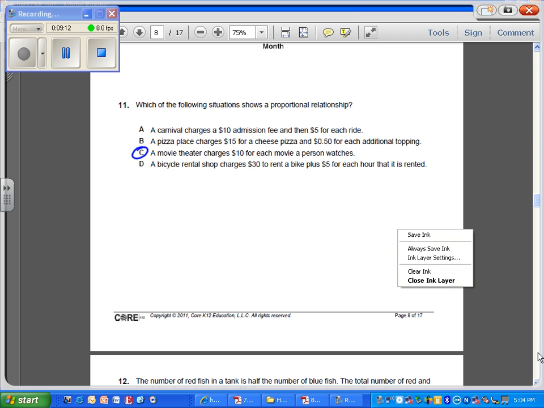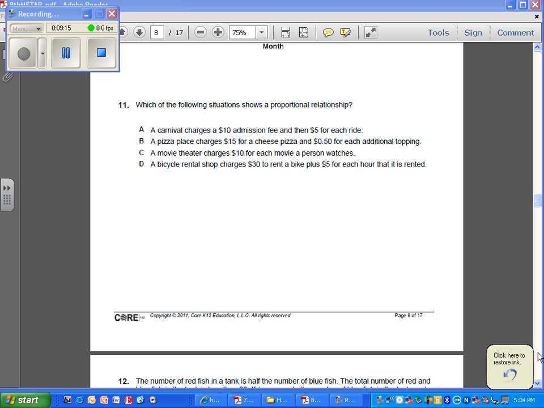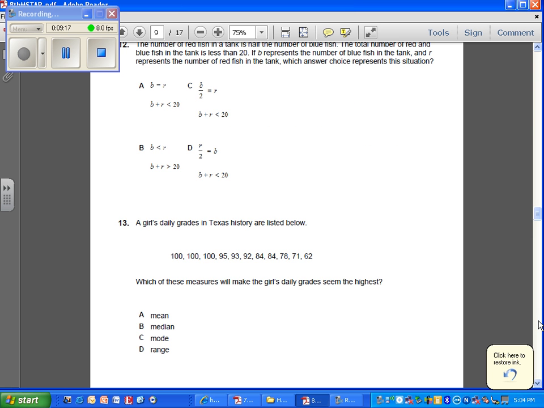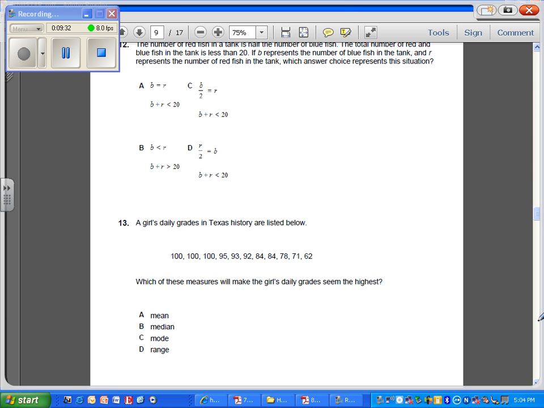All right, number 12. The number of red fish in a tank is half the number of blue fish. The total number of red and blue fish in the tank is less than 20. If B represents the number of blue fish in the tank and R is the number of red, which answer choice represents this situation? So number of red fish is half the number of blue. So R is half the number of blue. That would be this one right here. And the total number is less than 20. So that's right there. So C is your answer.